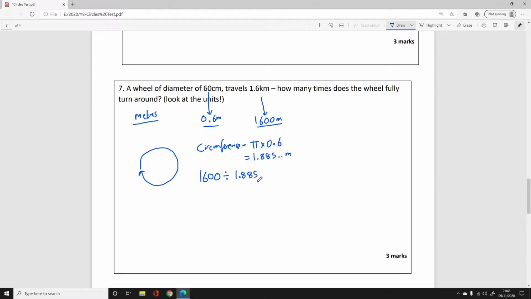So if we divide 1,600 by our answer, we'll get that it has to spin around 848.8 times. And so how many times does the wheel fully turn around? So we'd say 848. If you've ended up rounding that up to 849 and saying, well, it's got to actually travel the full 1,600 meters, I've got no problem with that either, but I think 848 is technically the answer we should have.